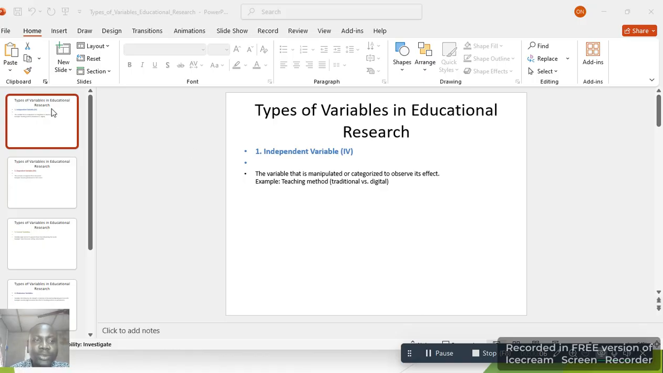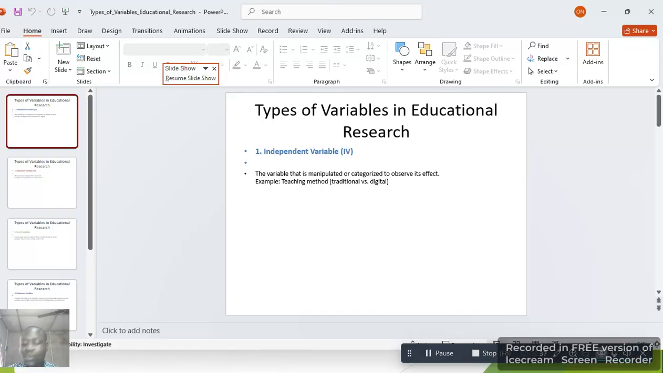In this very short video, I want to quickly identify the variables that we usually consider in educational research. The first variable is the independent variable. That's the variable that is manipulated or categorized to observe its effects.